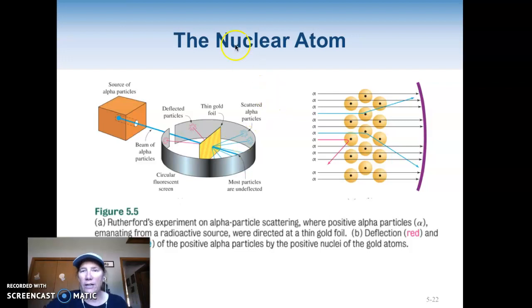Okay, so if you look here, most of them just pass through, but some of them get slightly deflected and some of them really come back. So what he's saying is when you have these atoms, they're not just random blobs. There's an actual dense part in the middle. So what Rutherford gets credit for is discovering the nucleus.